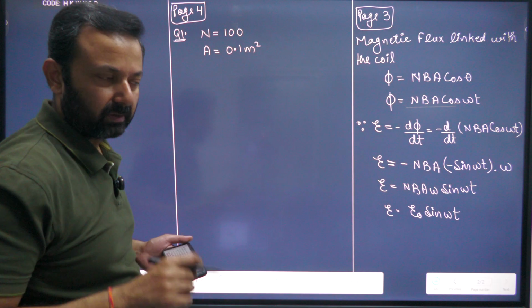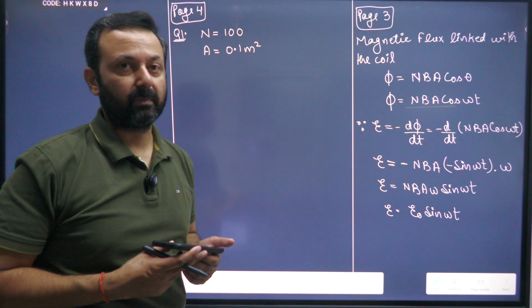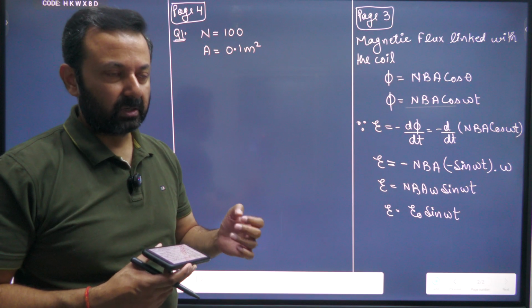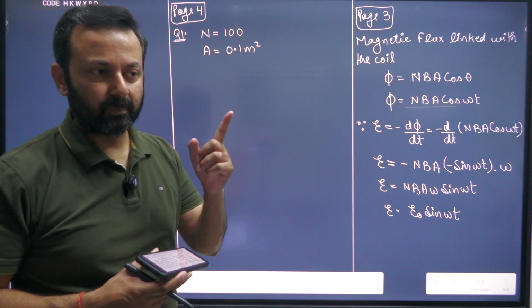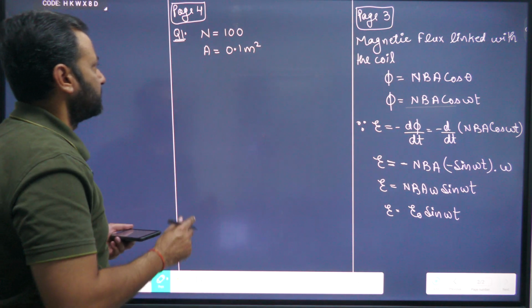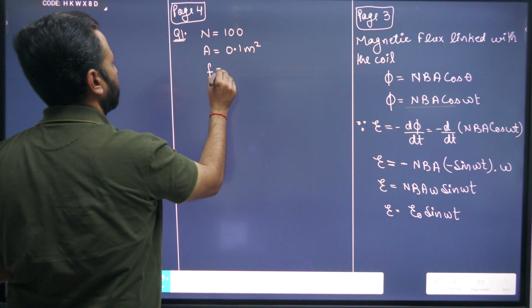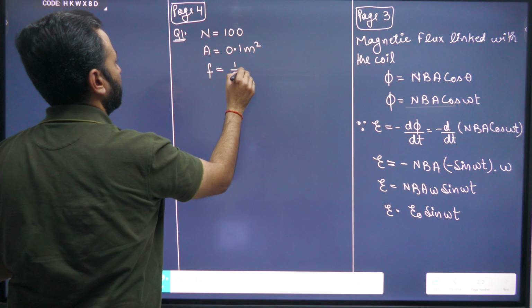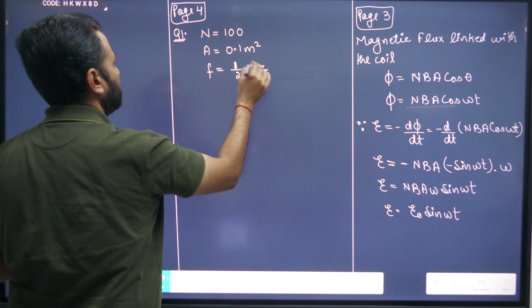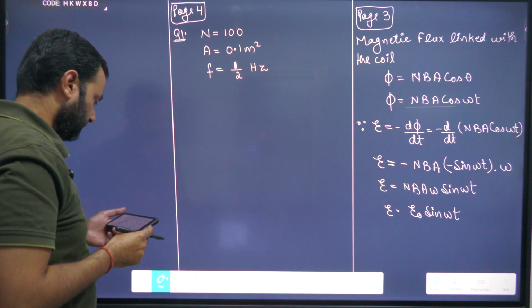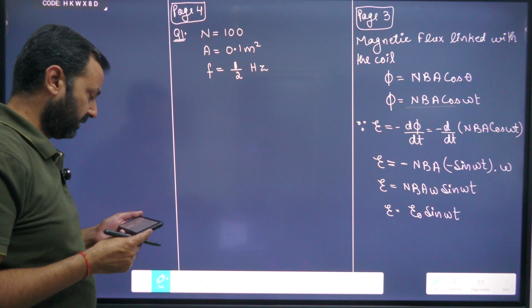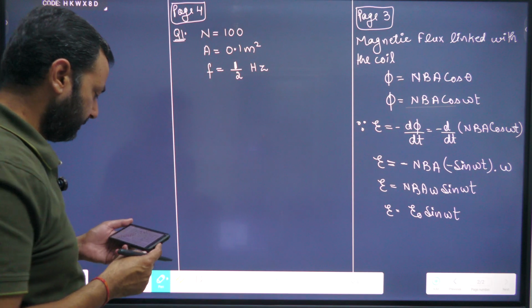Revolution per second means frequency. Understand? Half a revolution per second. Per second means hertz. So f is 1 upon 2 hertz. Revolution per second means hertz. So frequency is half hertz, and it is placed in a uniform magnetic field of 0.01 Tesla.